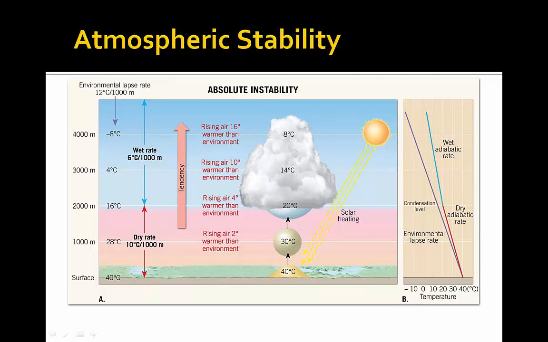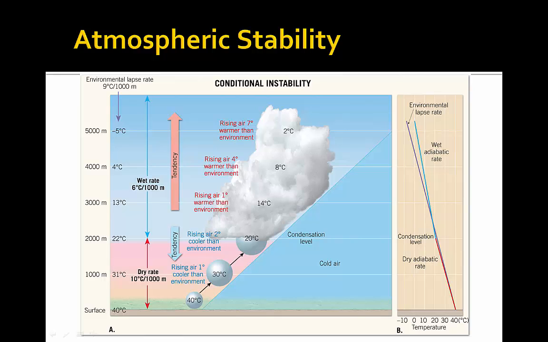Conditional stability refers to the situation when the relative temperature difference between an air mass and its surroundings varies with altitude. Basically, air is stable when dry and unstable when saturated with water. Now, this vertical difference forms towering clouds and causes severe thunderstorms.